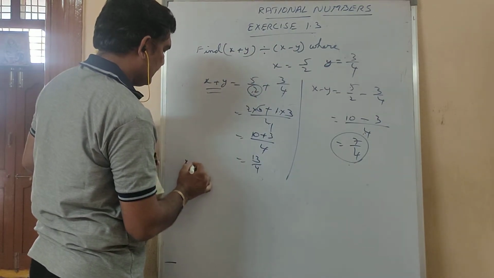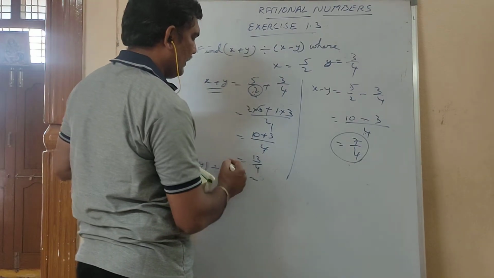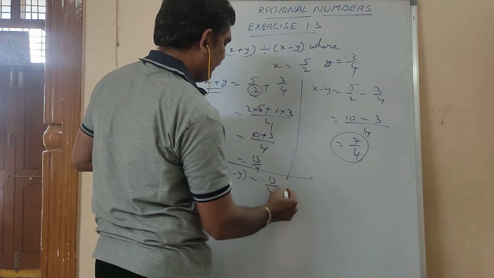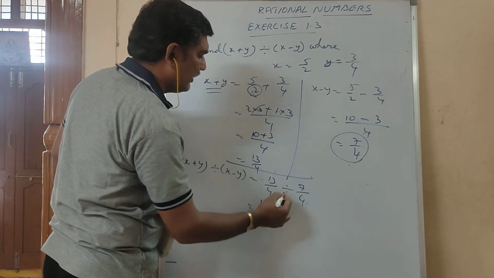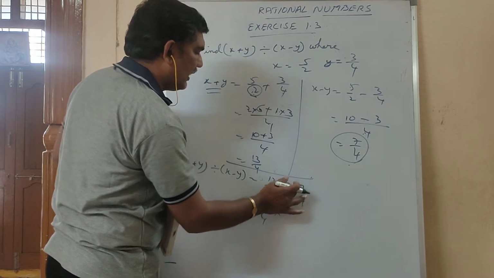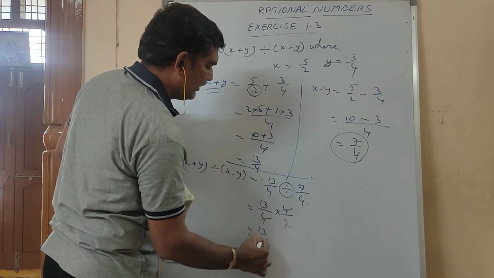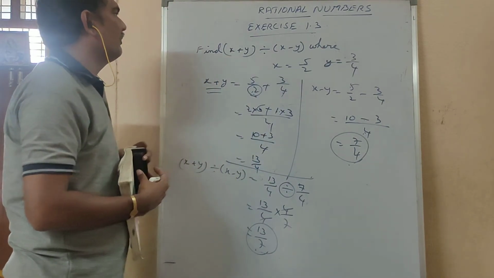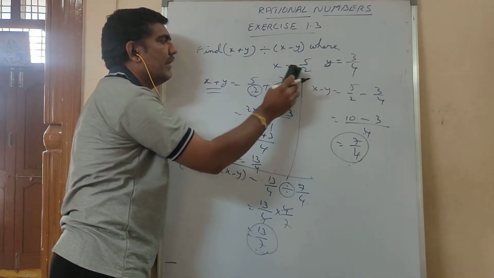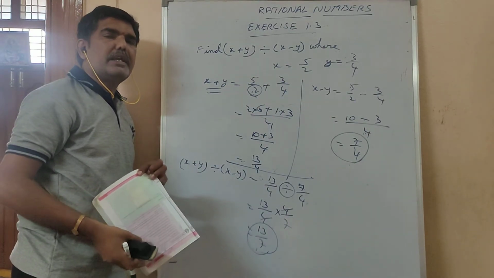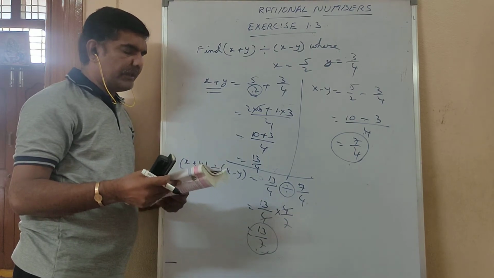That is x plus y divided by x minus y is equal to, what you have to write? 13 by 4 divided by 7 by 4. 13 by 4 same, the divided by symbol becomes into and this will be reversed: 4 by 7. The 4s will be cancelled. 13 by 7 is the answer. Same, in these x values and y values you have to go on changing. So you can create your own questions, and if you do maximum problems you will be habituated for that.